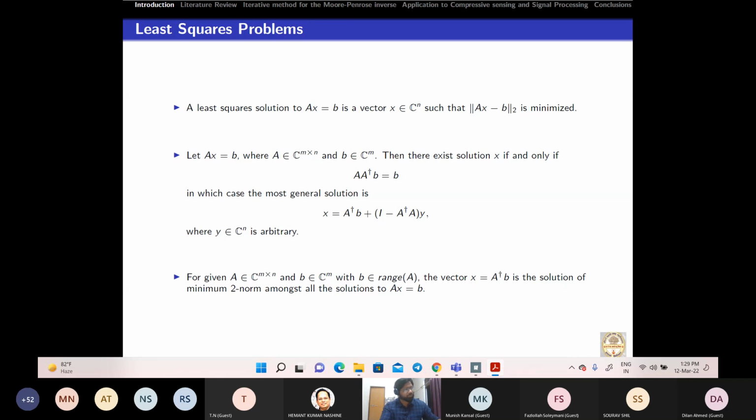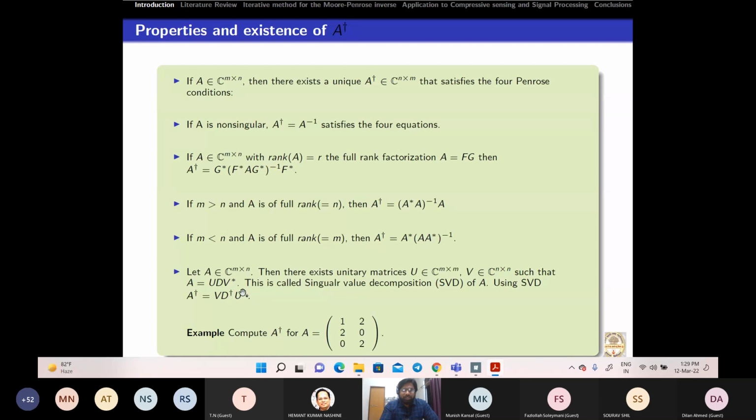Let me do one thing. This one. I think most of you are familiar with the singular value decomposition. I have even heard Dr. Mukul talking about the singular value decomposition and then the pseudo inverse, right? The most famous direct method for the computation of the Moore-Penrose generalized inverse is the singular value decomposition.